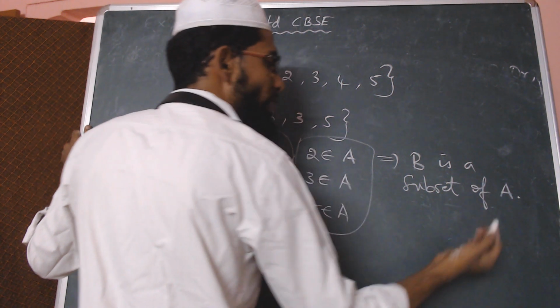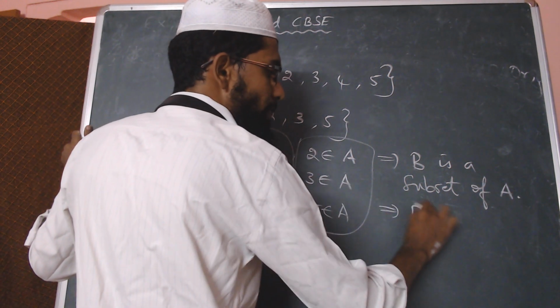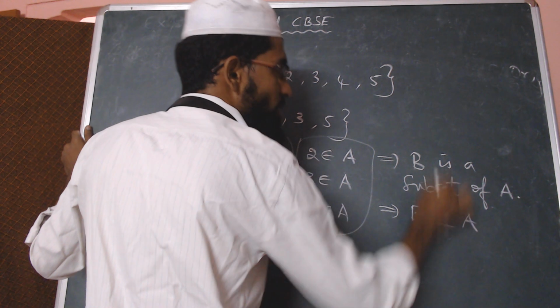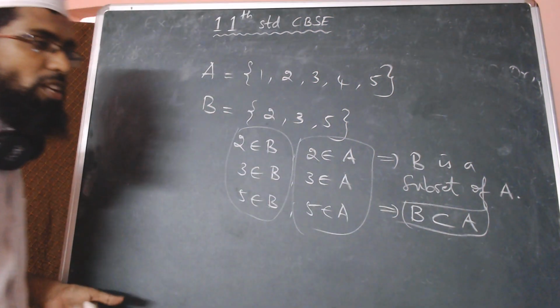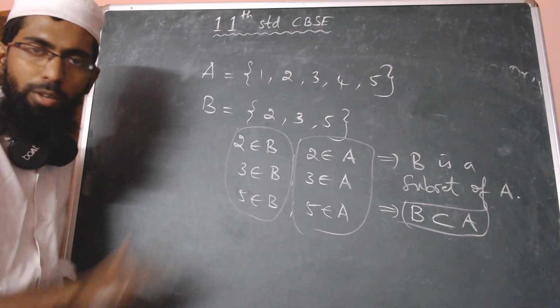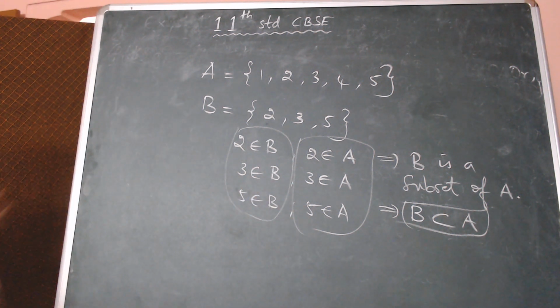How will I write it in notation form? I can write B is a subset of A, using this symbol. So B is a subset of A in this case. Now let me give a non-example so that you will understand more clearly.